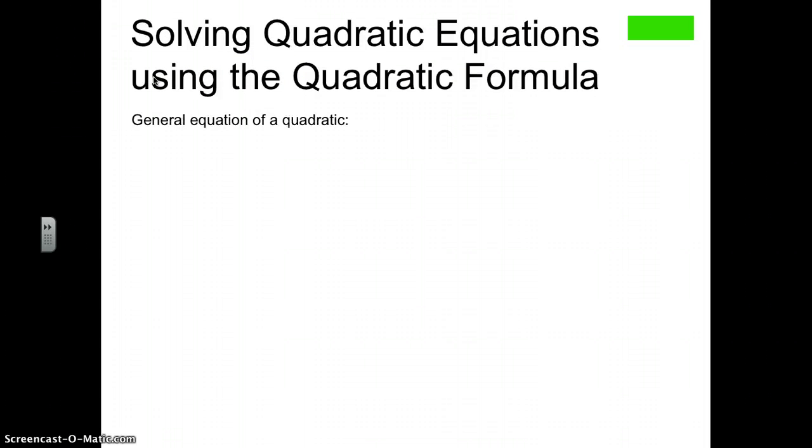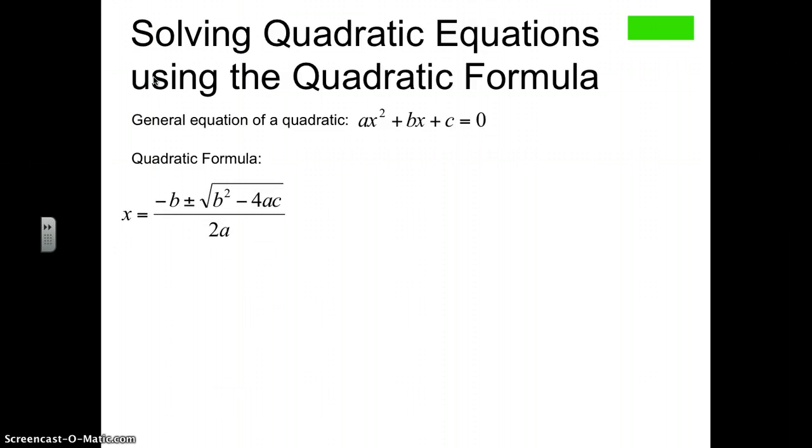We talked before that the general equation for a quadratic was ax squared plus bx plus c. Now, today we're going to talk about the quadratic formula. The quadratic formula is negative b plus or minus the square root of b squared minus 4ac, all over 2a. There you go, that's the quadratic formula.